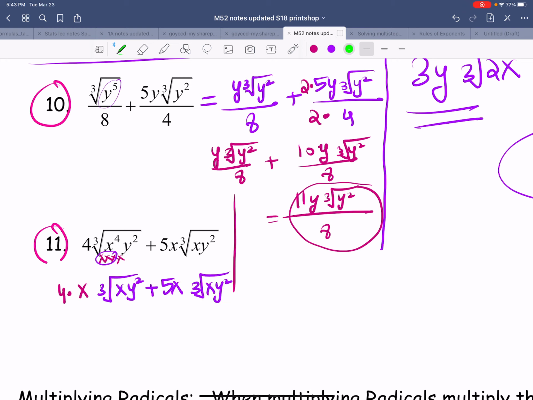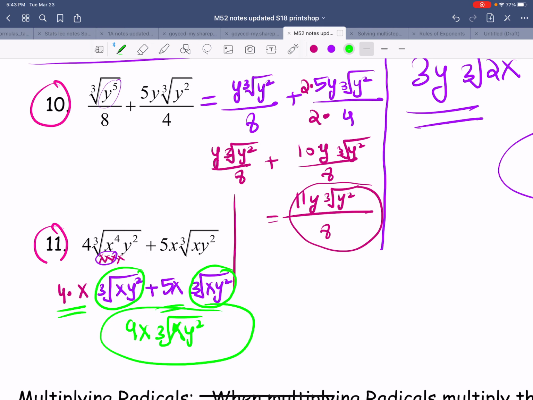Now, are they like terms? Yes, because my variables are exactly same. Cube root of xy squared, cube root of xy squared. We can combine the numbers in the front, coefficients, which is 4x plus 5x is 9x. And then cube root of xy squared.